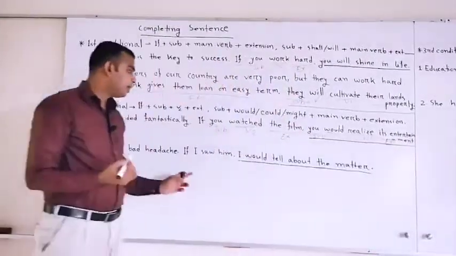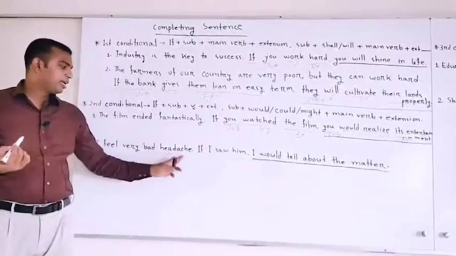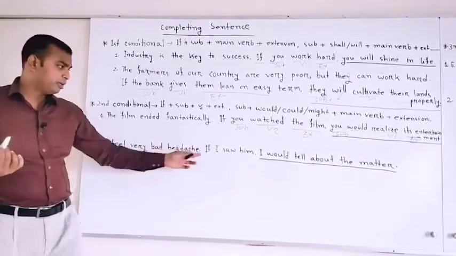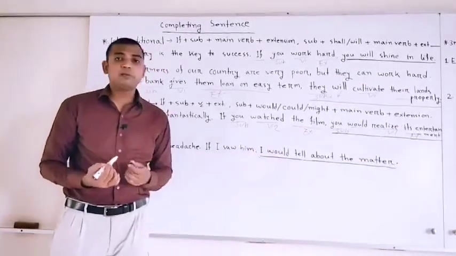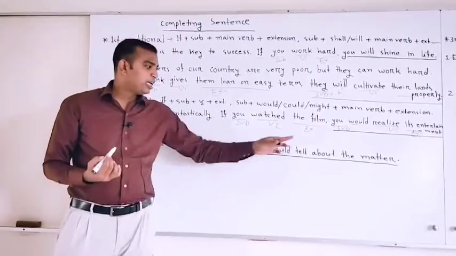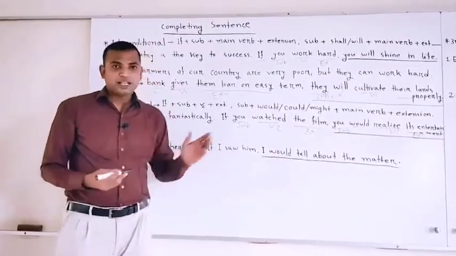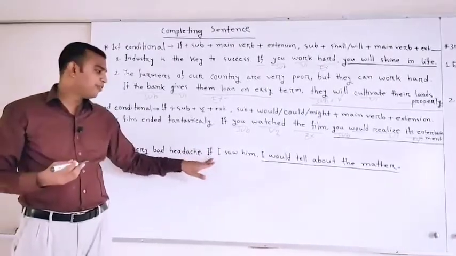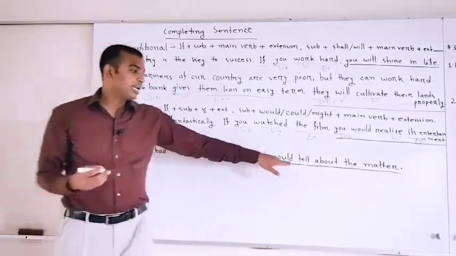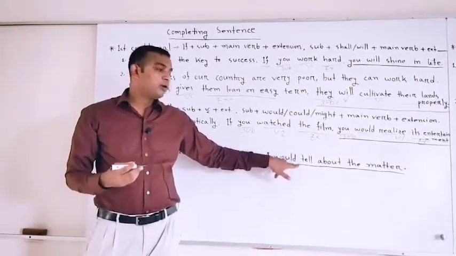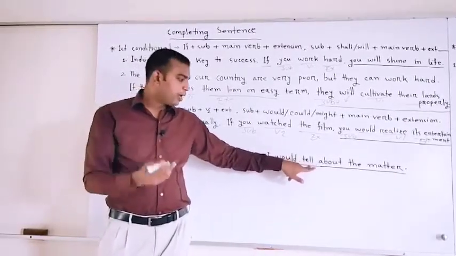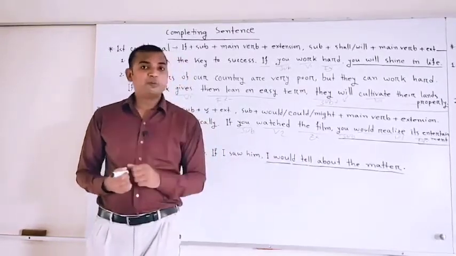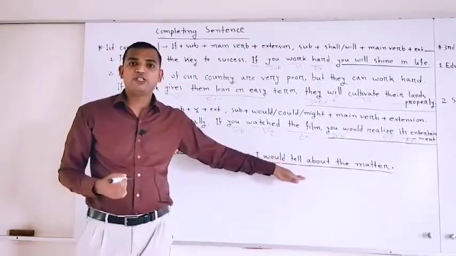So another example: I feel very bad, headache. If I saw him, that means I didn't see him. If I saw him, I would tell about the matter. So it's very clear to us that when any clause begins with if and we find past indefinite tense, the second clause will be subject plus would, could, might, then you can use main verb, then extension. You have to bear in mind that this will be very relevant information.